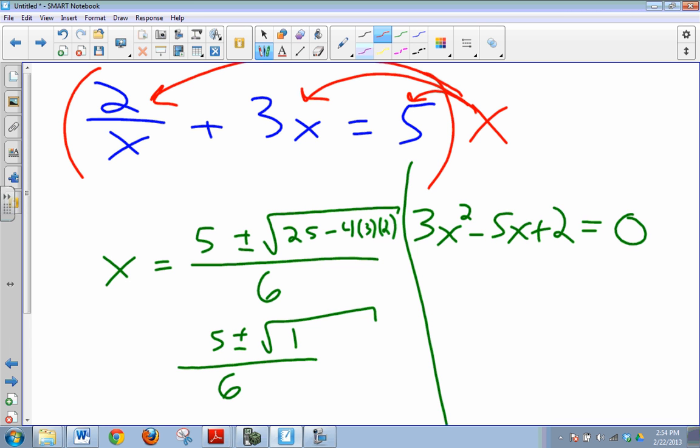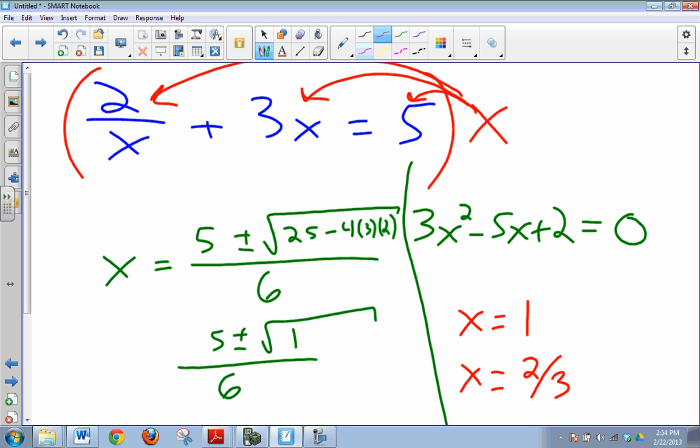What does it say to do? What's the square root of 1? 1. Yeah. So we have 5 plus 1 over 6 and 5 minus 1 over 6. What are those answers? 1 and negative 1. No. Square root of 3. 2/3. Okay. Those are two answers there.